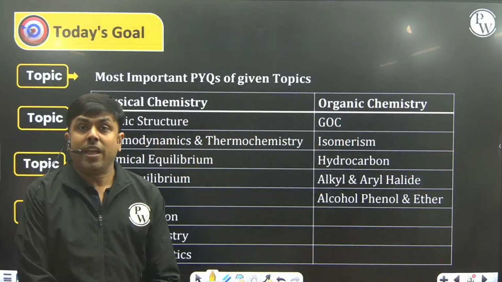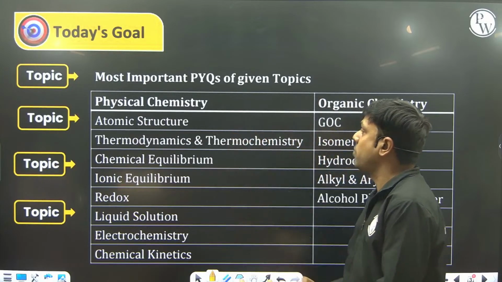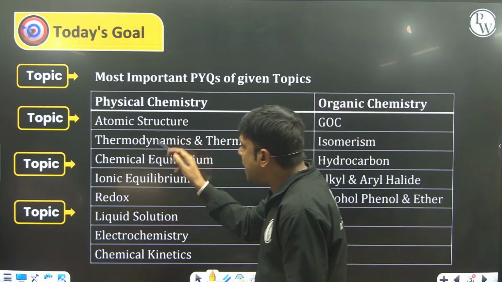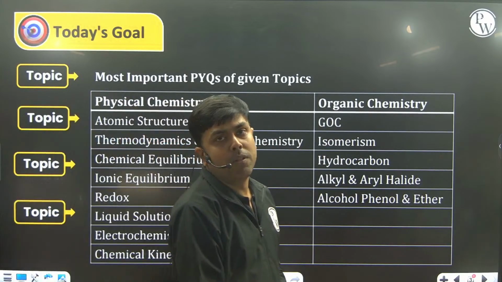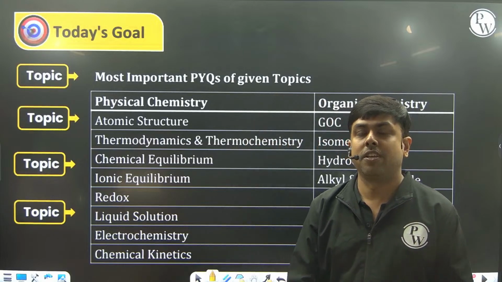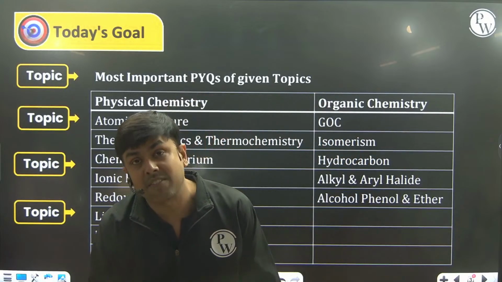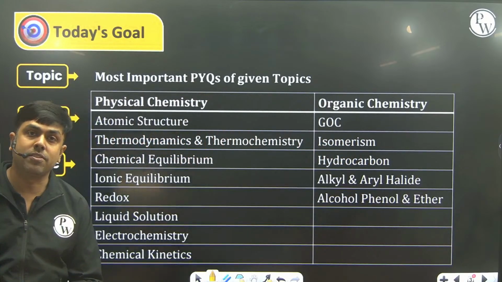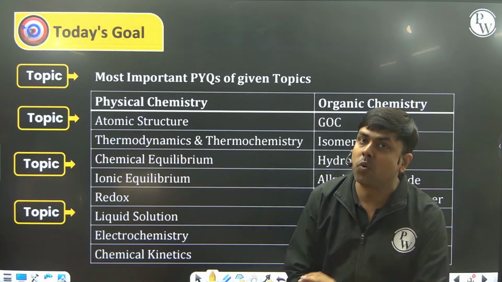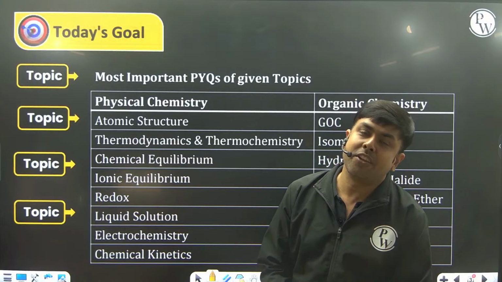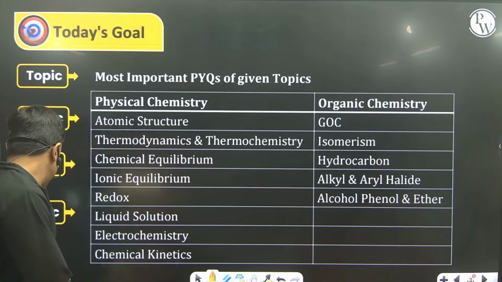In chemistry, mainly we'll be starting with physical chemistry. We'll be discussing the PYQs and all the important questions of these chapters. And once we are done with the physical chemistry part, we'll move to organic chemistry. This session will not only help the aspirants writing JEE Mains or JEE Advanced this year, but even class 11th students who are moving to class 12th and going to write JEE next year. So let's start our session.